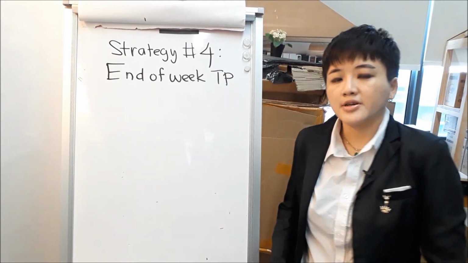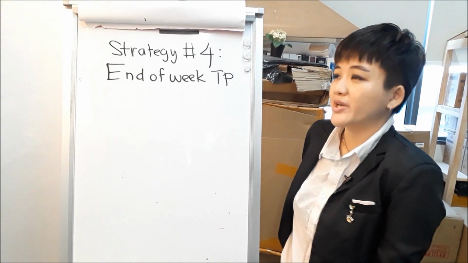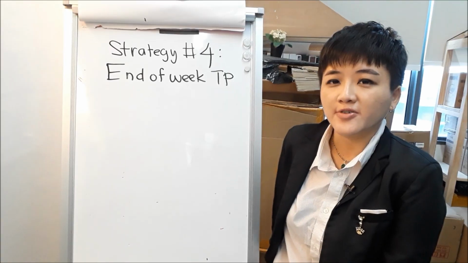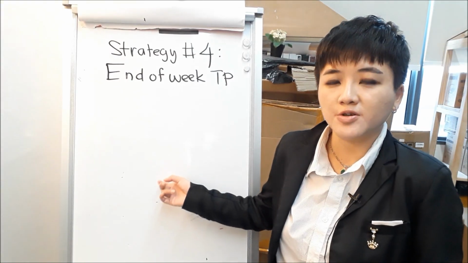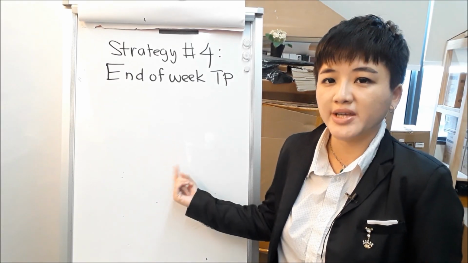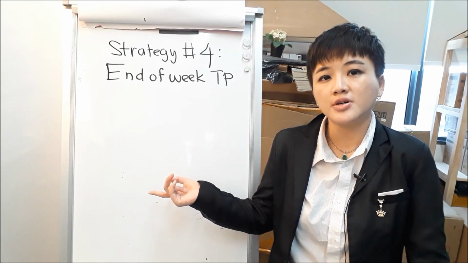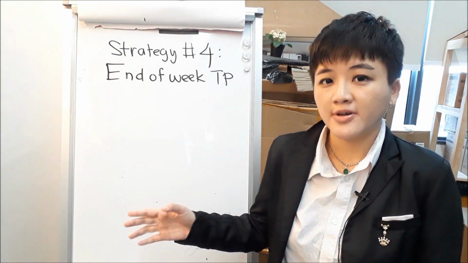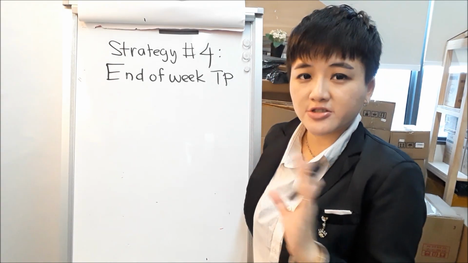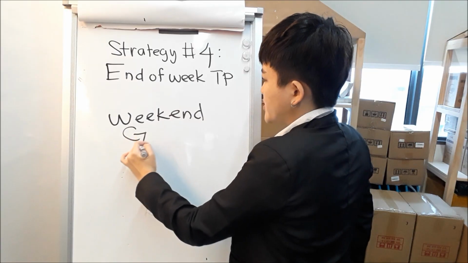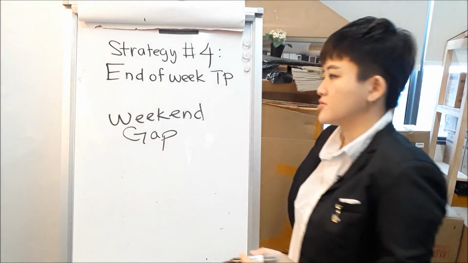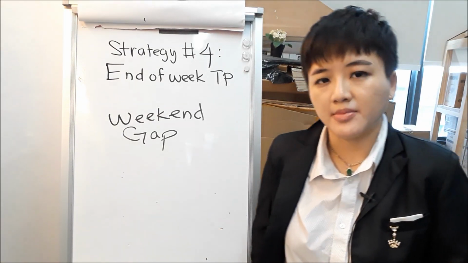And the fourth strategy is end of the week TP. What does this mean? For us traders, we trade from Monday to Friday, right? A lot of traders don't want to hold their trades over the weekend, so they're going to TP on Friday night. It doesn't matter if you're a stock trader or forex trader, this applies, because when you hold your trade over the weekend, you would be subjected to weekend gapping, market gapping.